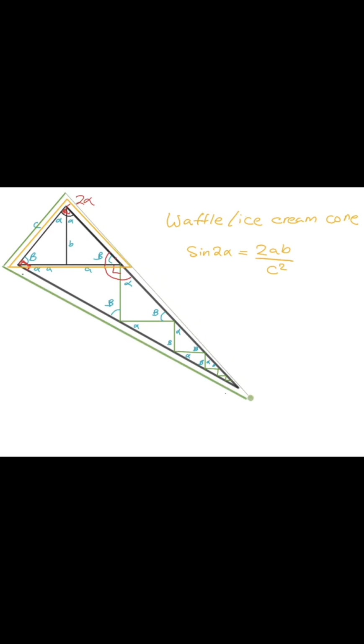Okay guys, now we're going to take a moment to appreciate this amazing shape. It kind of looks like a waffle or an ice cream cone. And the cool thing is that it's composed of two types of triangles. The first one is the isosceles triangle that allowed us to calculate that sine 2 alpha is equal to 2ab over c squared. Secondly, it's composed of a right triangle. Now, this right triangle is going to help us calculate that sine 2 alpha is equal to 2ab over a squared plus b squared. This is going to be crucial in helping us prove the Pythagorean theorem.